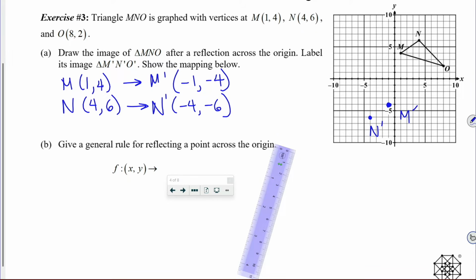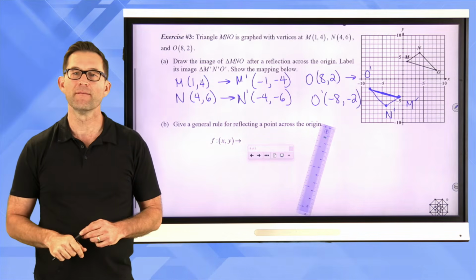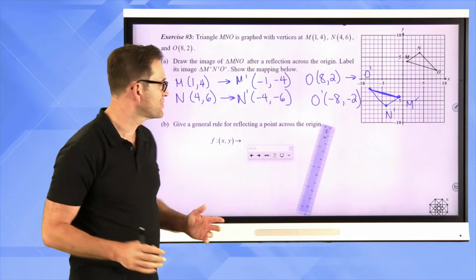Right? And finally, O, which is at 8, 2, will go to O prime, -8, -2. And again, I'm just going to terribly sketch my triangle in there. That doesn't even look remotely close to being a straight line segment, but there we go, right? And the rule is so simple.